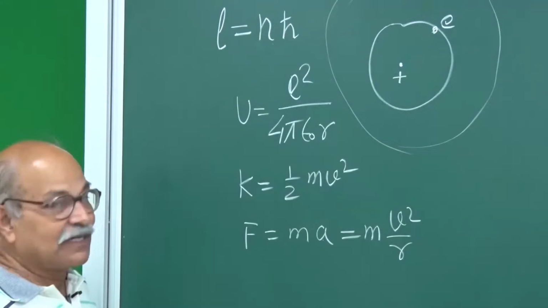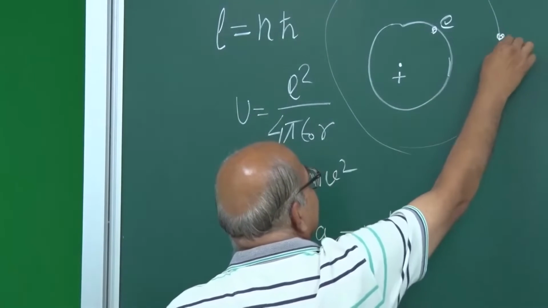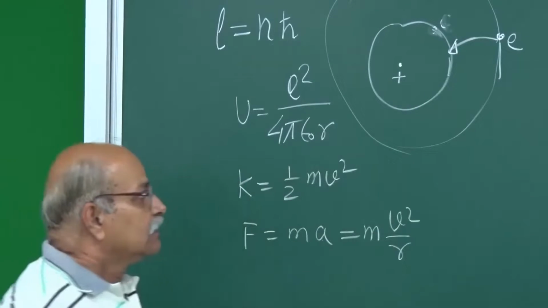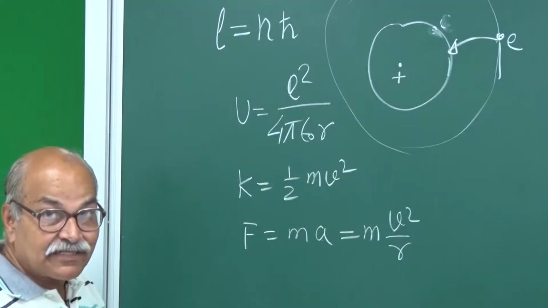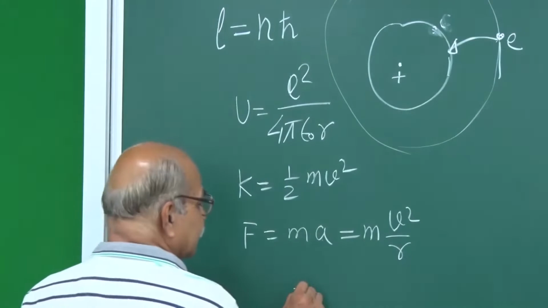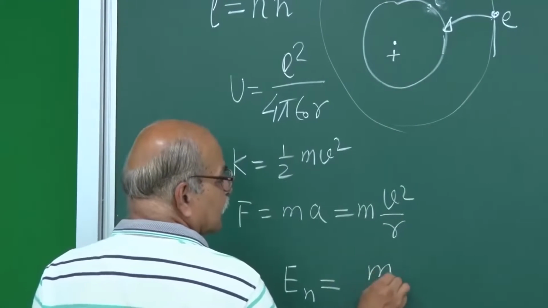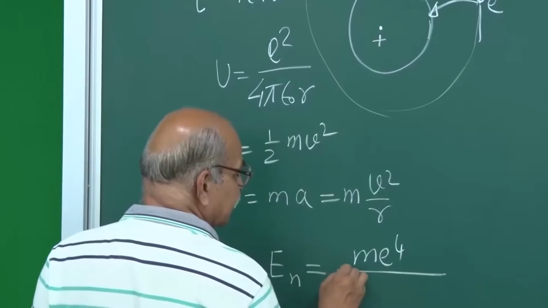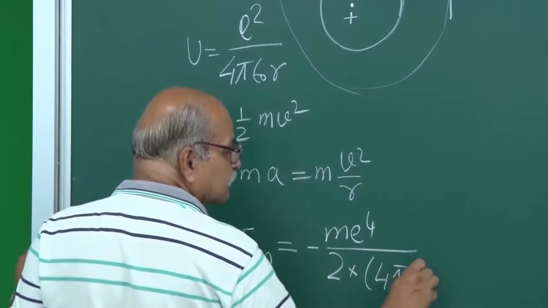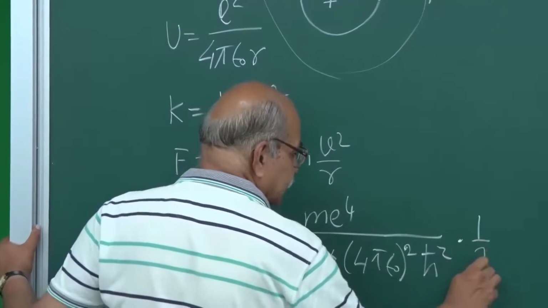But then the jumps are allowed. If you have an orbit here, and an orbit here, and the electron is here, it can make a jump here, and then it can emit energy. Okay, so using these things we derived the expressions for energy, and the energy for the nth orbit was minus me^4 divided by 2 times (4 pi epsilon naught) square, times h cross square, and 1 over n square.